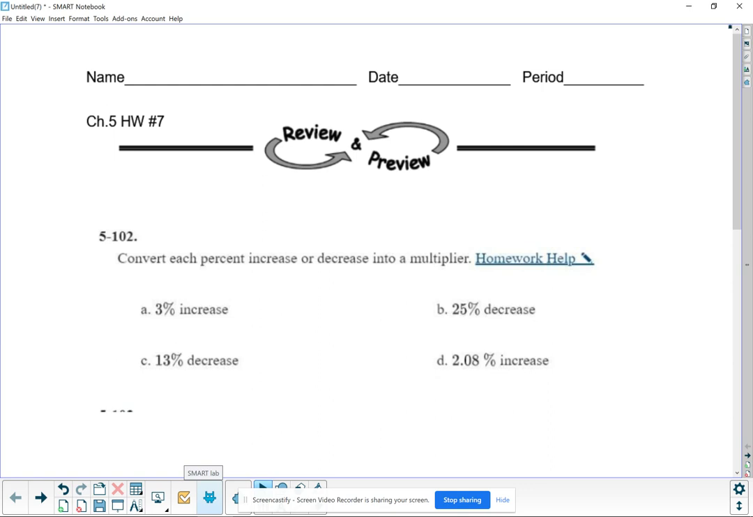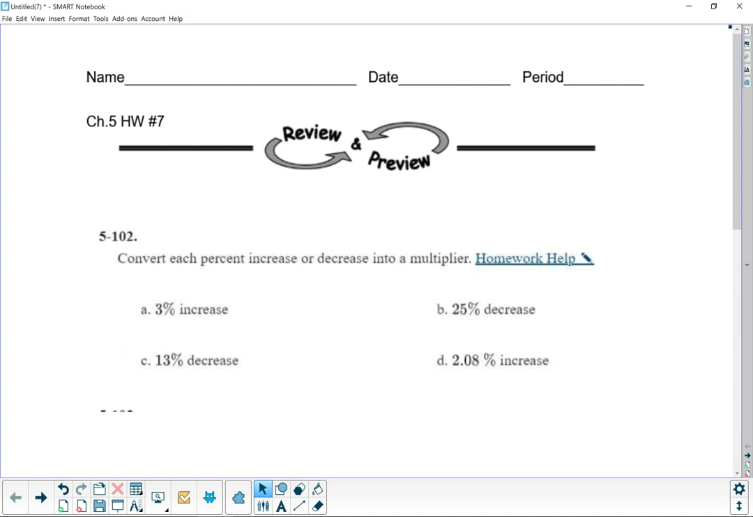All right, everyone. This is the last assignment for this chapter. This is chapter 5, homework number 7. We need to convert each of these percents of increase or decrease into a multiplier.